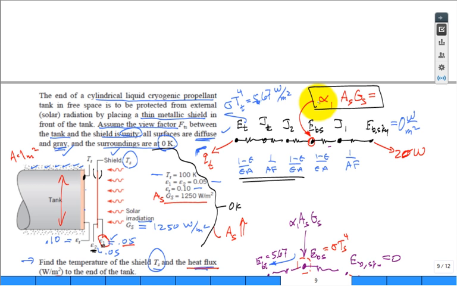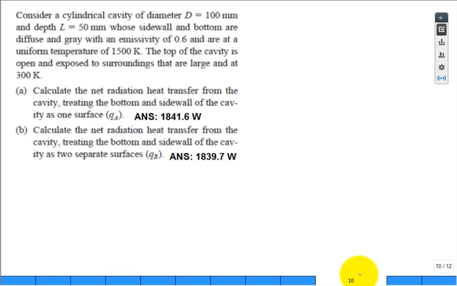Okay? All right, you ready for another problem? Consider a cylindrical cavity of diameter 100 millimeter and a depth of 50 millimeter, whose sidewall and bottom are diffuse and gray with the emissivity of 0.6 and are at a uniform temperature of 1500 Kelvin. Again, every engineering problem you have to read each sentence about 3 or 4 times to understand. Unpack it. There's a lot of information in there.